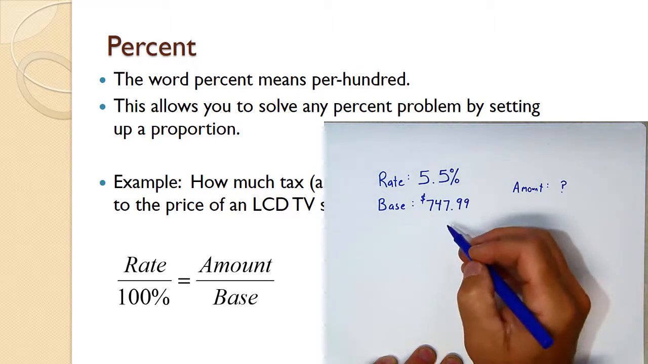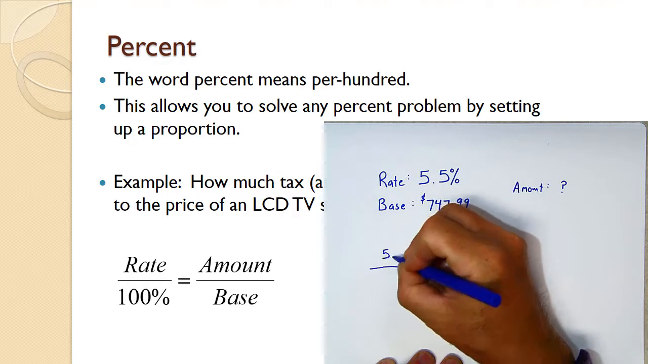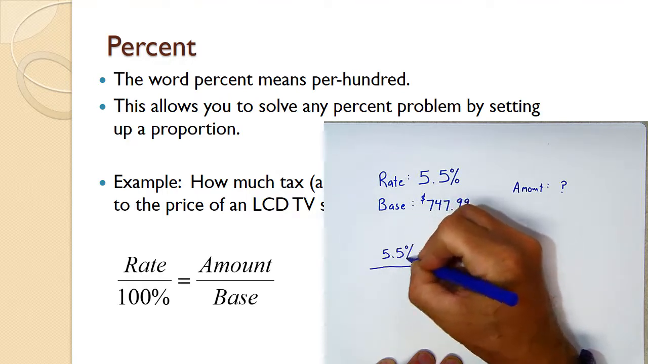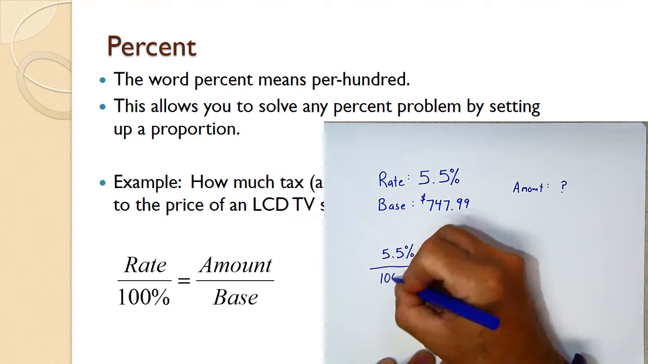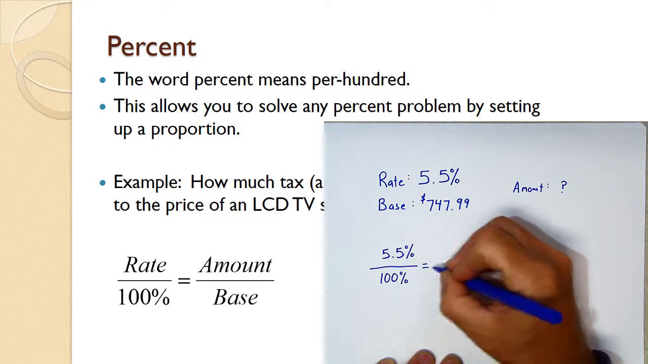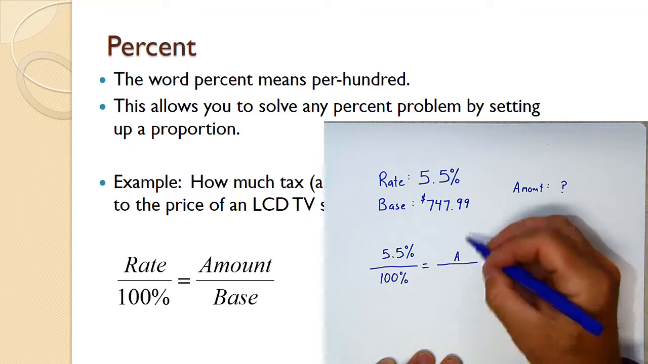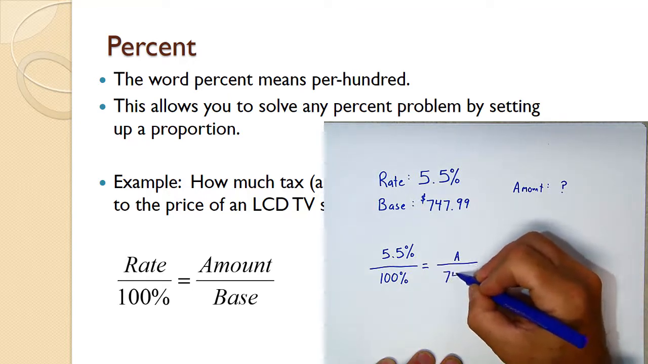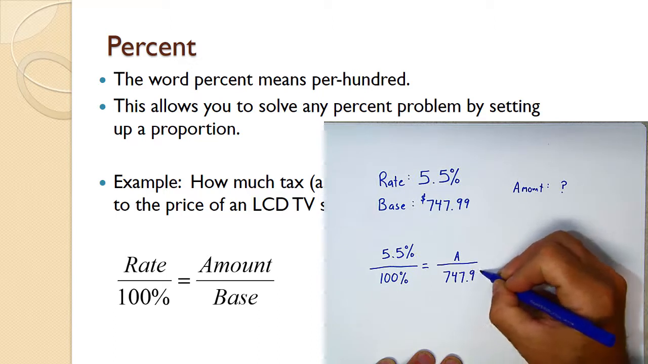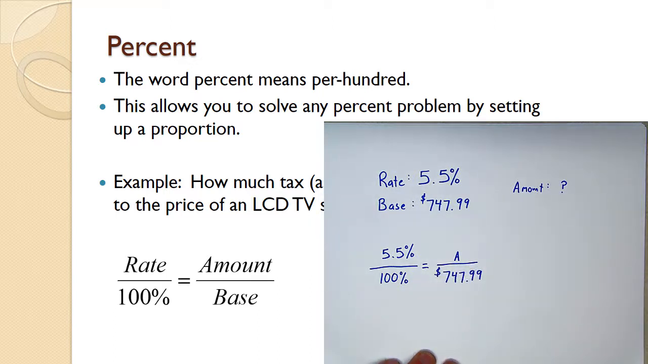So let's fill these values into our proportion. We would say that the rate of 5.5% out of every 100, or in other words, we'll have to pay $5.50 out of every 100 we spend. So then we'll leave our variable as being A here, the amount, over $747.99. How much tax will we have to pay if we're spending $747.99? There it is. Now solving that is easy.